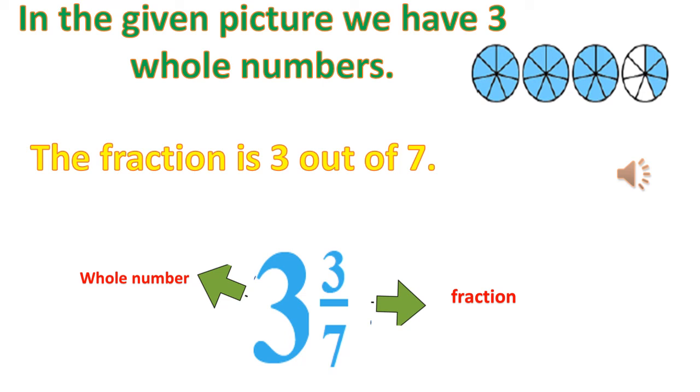Now let's go to the fourth circle. How many parts are shaded in this circle? We have 1, 2, 3. 3 parts are shaded. And how many parts are there altogether? We have 7 parts altogether. So the fraction will be 3 out of 7. But we saw that in a mixed number, we should have one whole number and a fraction. So the whole number here is 3 and the fraction is 3 out of 7.